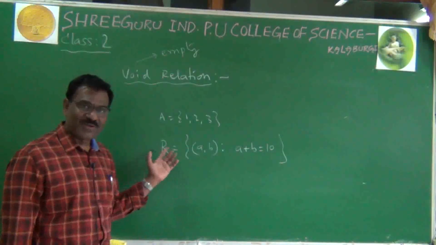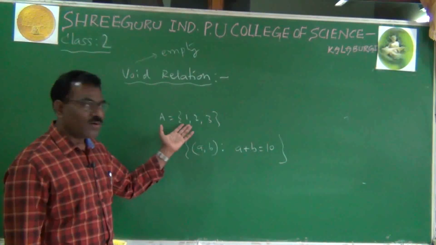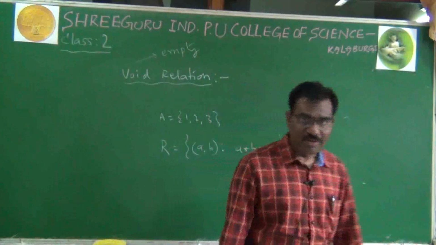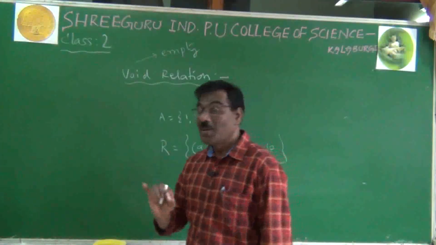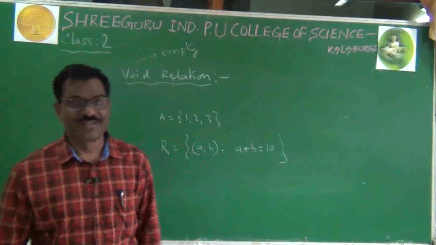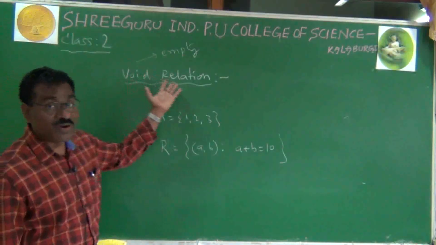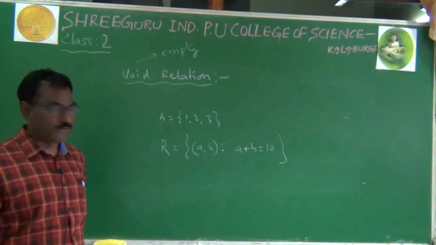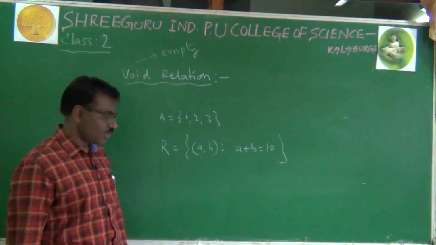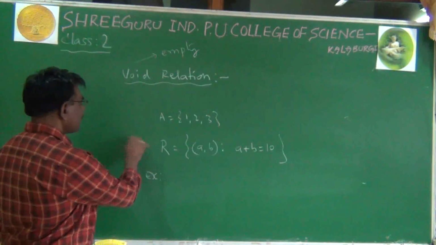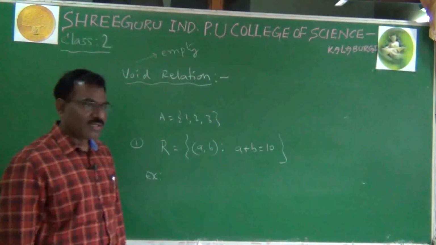This is the problem. No sum of two numbers is equal to 10, so this is called a void relation. What is it called? Void relation, or it is called empty relation. It is called empty relation. So one more example, this is the first one.